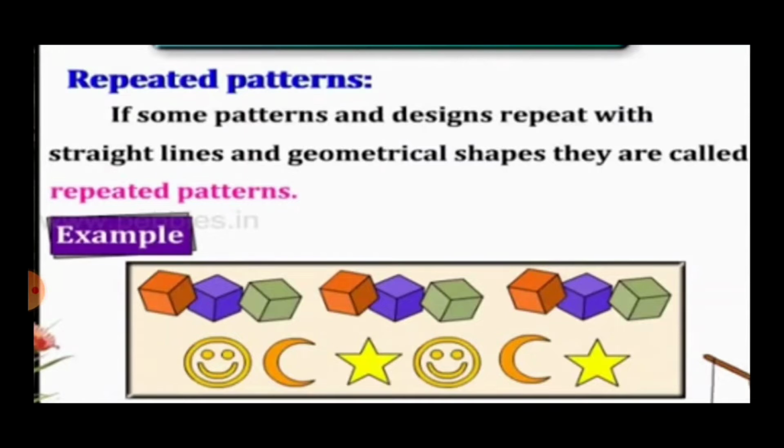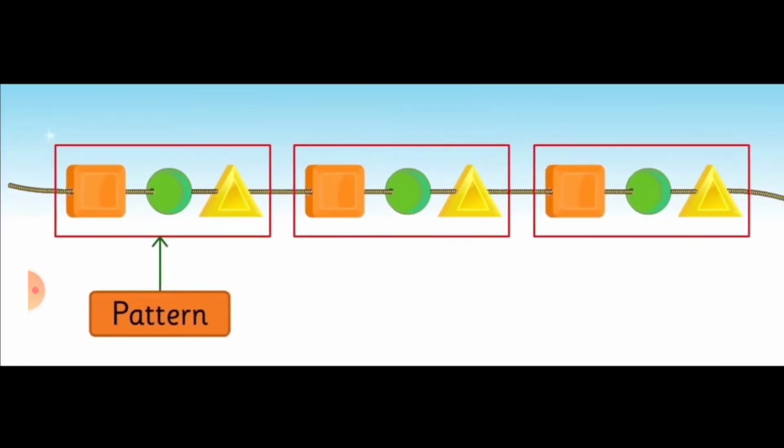again a smiley, a moon, a star. So after star will be smiley again, because we have 3 different types and these 3 types are again and again repeated. So this is a form of repeated patterns. Look at the shapes. You have a square, a circle and a triangle. Again it is repeated in the next one. So you can now understand what is a repeated pattern.